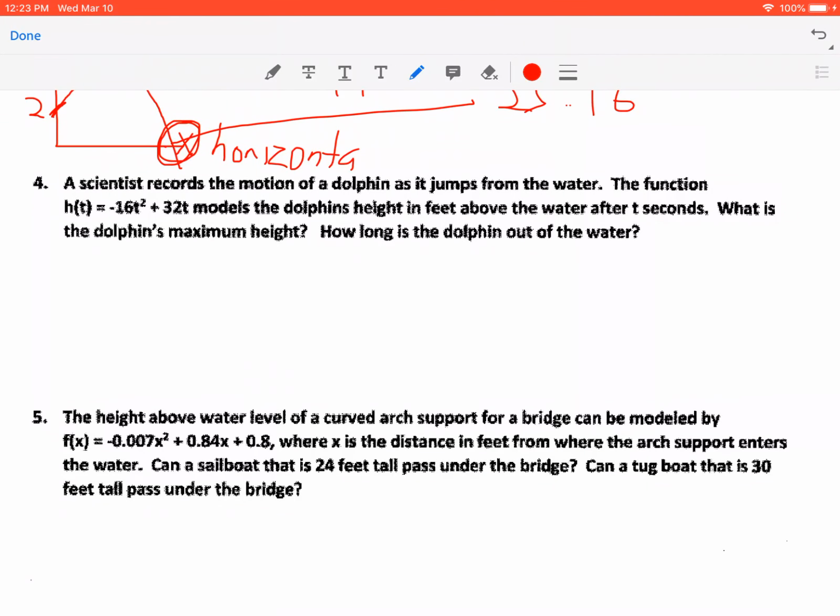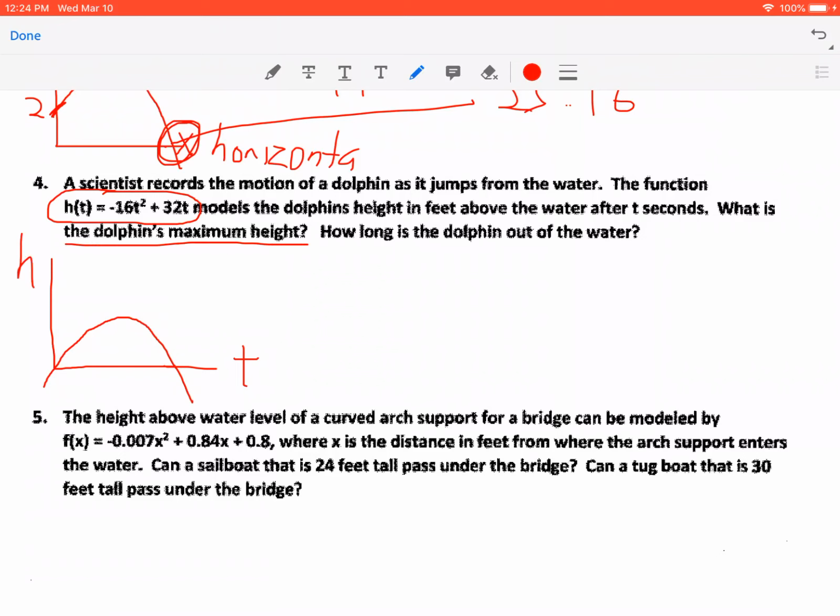A scientist records the motion of a dolphin as it jumps from the water. Here's the function. Now this time I only see an A and a B. I don't see a C. Well, that must mean that C must be 0. That makes sense. The dolphin must have jumped out of water, hit a high point, and then landed back in the water. It models the dolphin's height in feet above the water after t seconds. So this time the x-axis is time, and the y-axis is height.